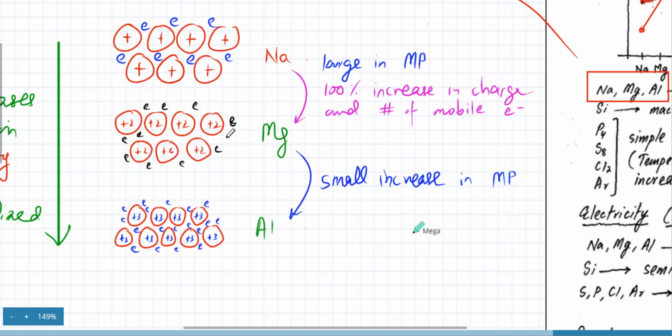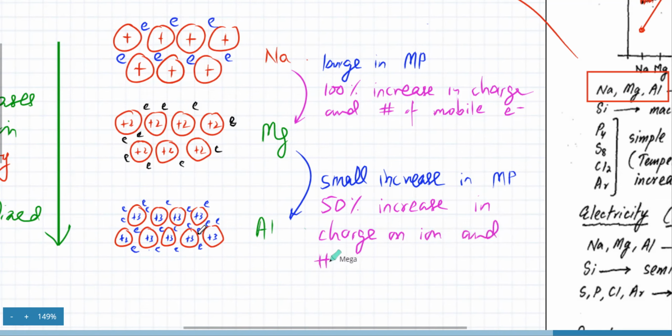Now what happens? At Mg the charge is +2. For Al the charge is +3. So by what percentage is the charge increasing? That's just a 50% increase. So 50% increase in charge as well as the number of delocalized electrons. Like Mg lost 2 electrons, Al loses 3 electrons. So that's an increase of 50%. And the number of mobile electrons.